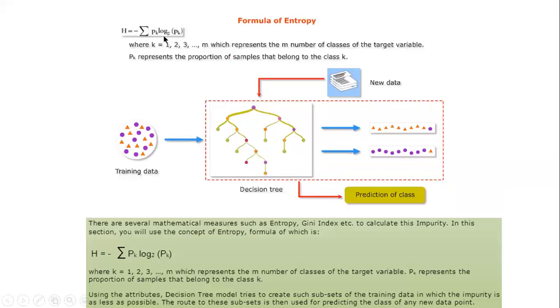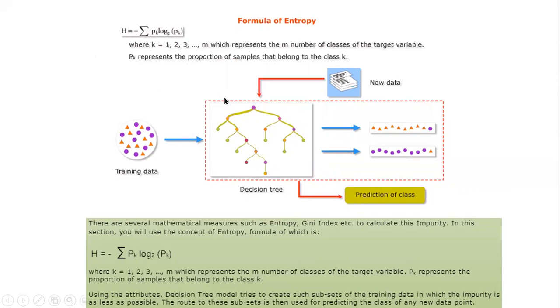Okay, so the formula for entropy is minus the summation of pk log to pk, where k represents the m number of classes, the target variable. For our case, m will be 2, whether we are playing or not playing, right? K will be 2 because there are just two classes, and pk represents the proportion of the samples that belong to the class k. So pk is, if I choose the feature weather or the outlook like sunny, cloudy, windy, how many of them are giving me yes we can play, no we cannot play. So pk is the proportion of yeses and nos for both the classes. Okay.